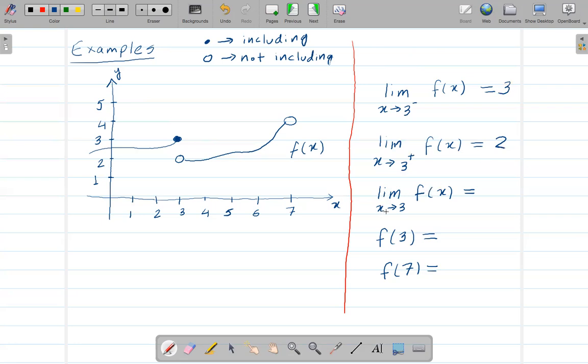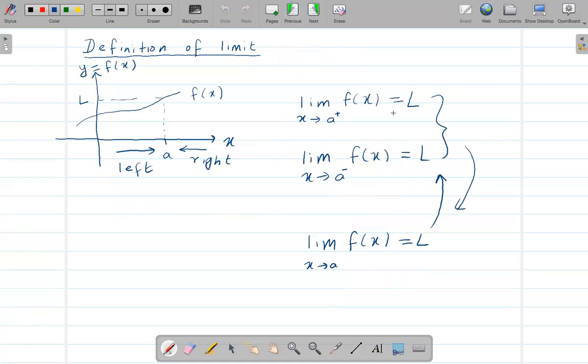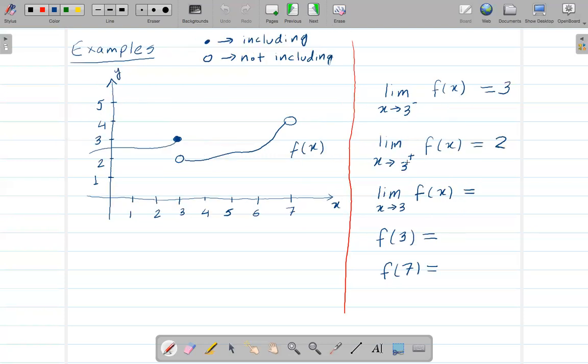Now, the limit as x goes to 3 of f of x. How do you find this? It's again this idea: if the limit from the right and the limit from the left are the same, then we can say it's that same value. But here, the limit from the left and the limit from the right are different. From the left we got 3, from the right we got 2. Since these two are different, the limit is undefined. We don't know what exactly happens if x goes to 3, because we got 2 different answers here.